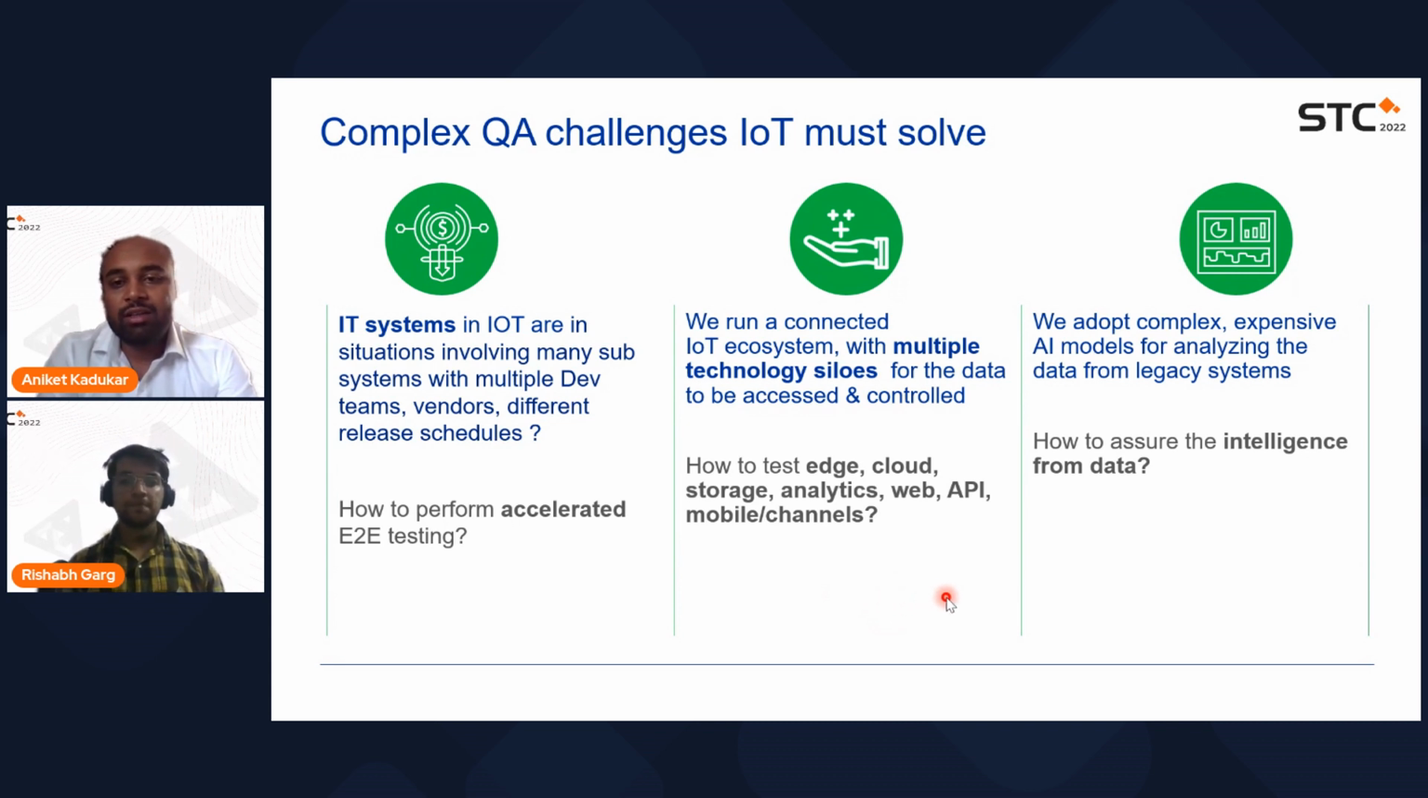And the third is, as we are taking the data and just taking the intelligence from the data, we are using these expensive AI models. How can we assure the intelligence that we are getting from the data? So this is the third complex QA challenge that we found.